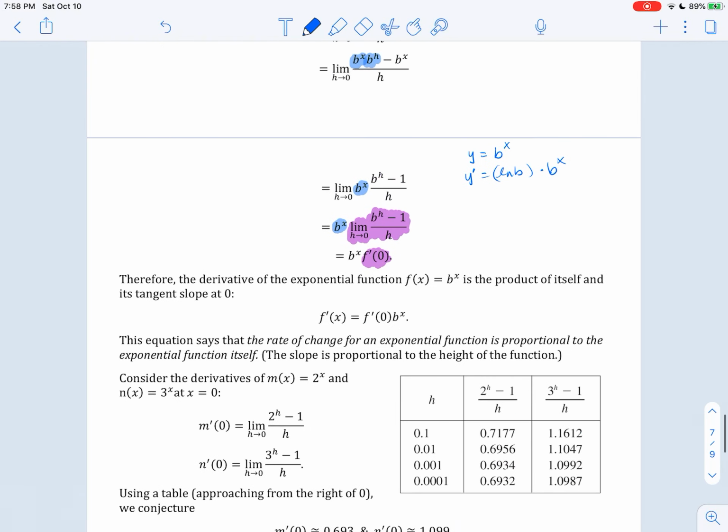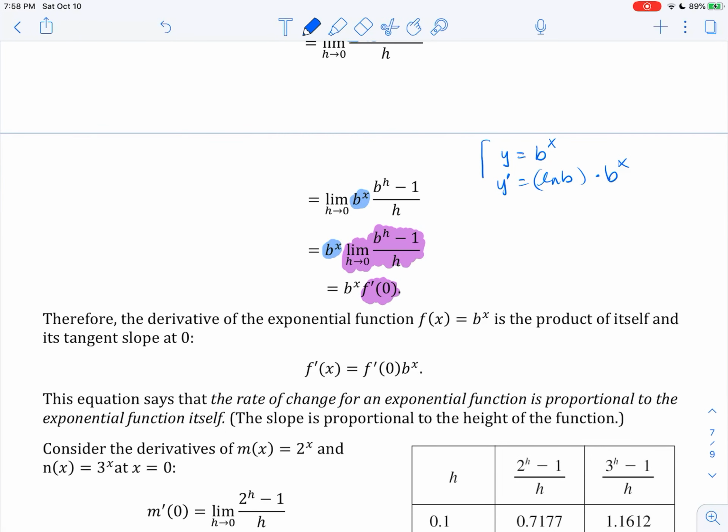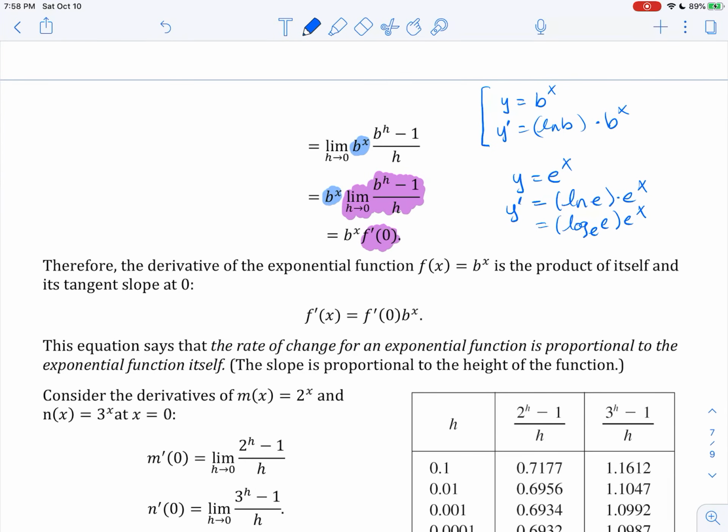Good. If we go back up to this formula, which will appear in any table of derivatives, and we have y equals e to the x, then y prime is ln of e times e to the x. We know that ln of e is log base e of e. And e to what power gives me e to the first power? So y prime is just equal to e to the x.